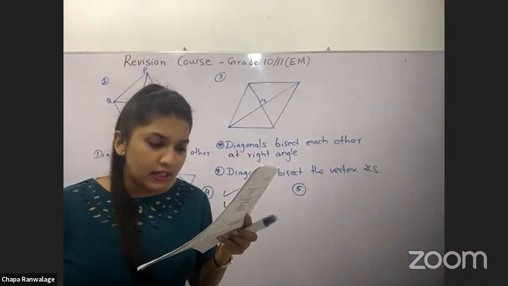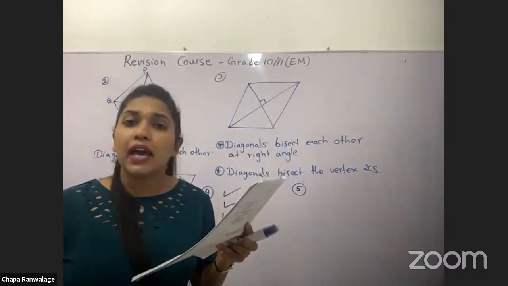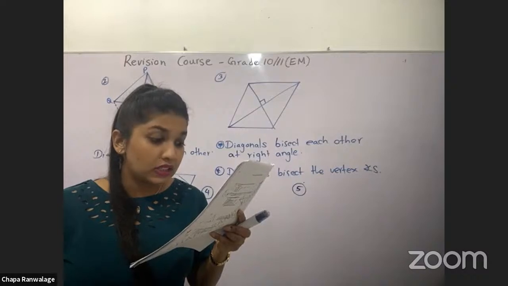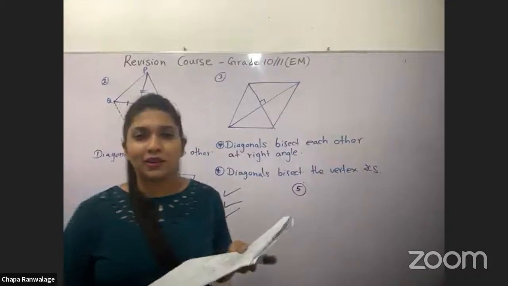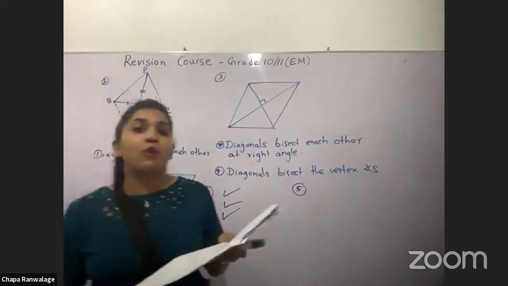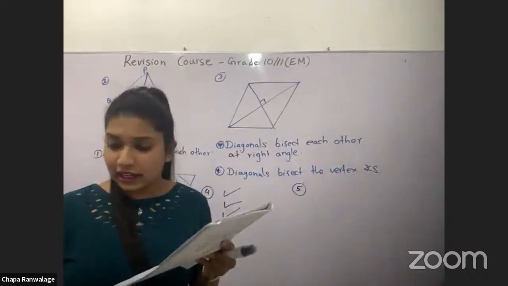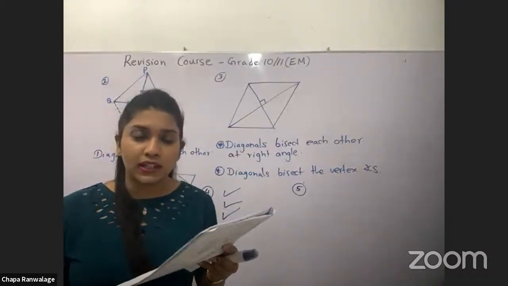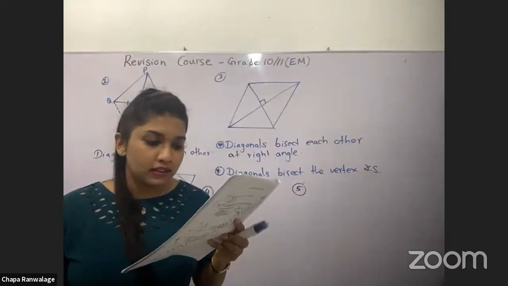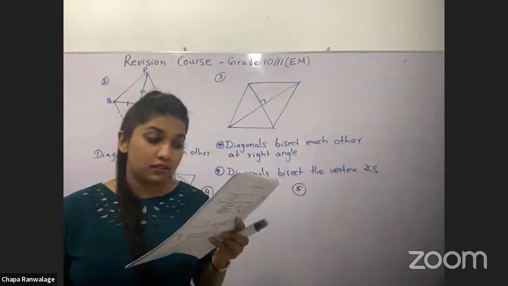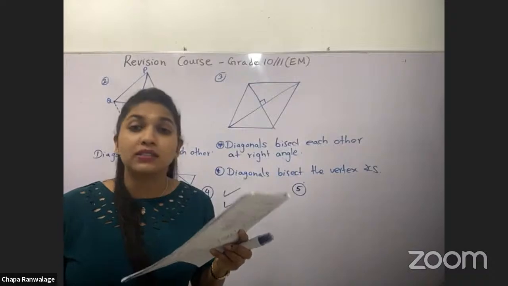Then the blank of the parallelogram is bisected by each of its diagonals. Each of its diagonals. What do you think? Which one is the correct one? For the second blank, which one is the correct answer? The blank of a parallelogram is bisected by each of its diagonals.